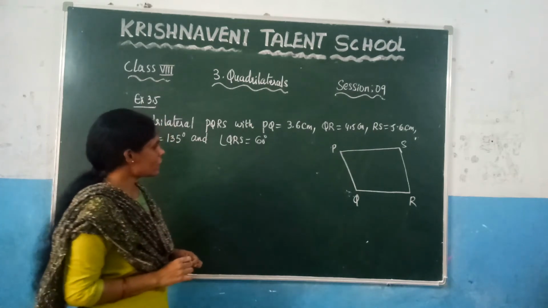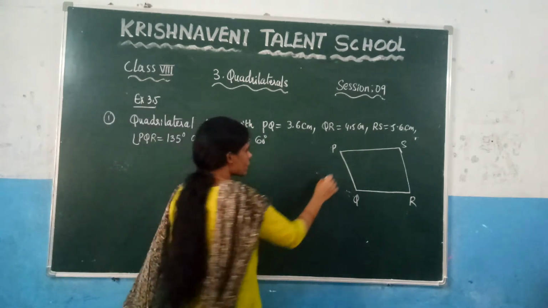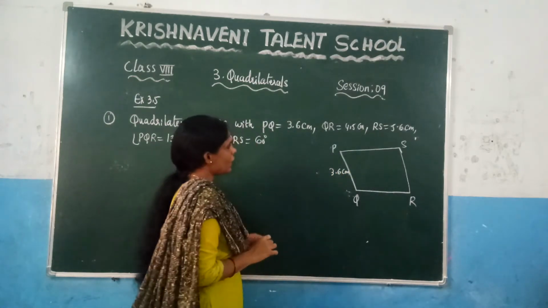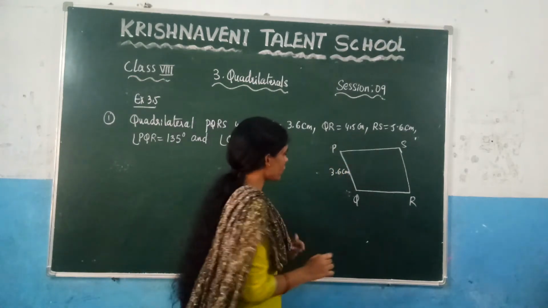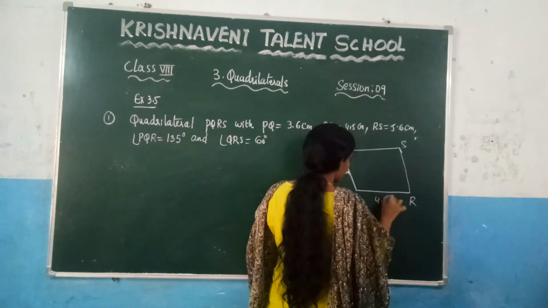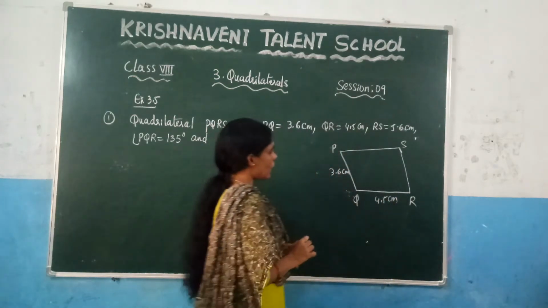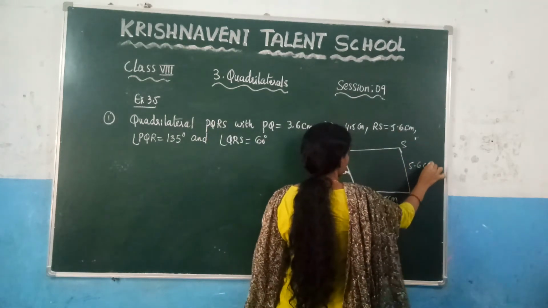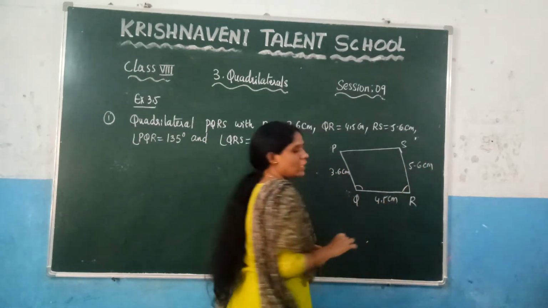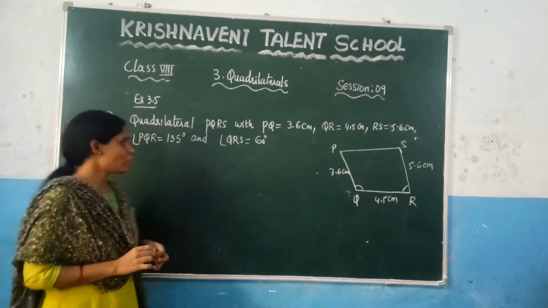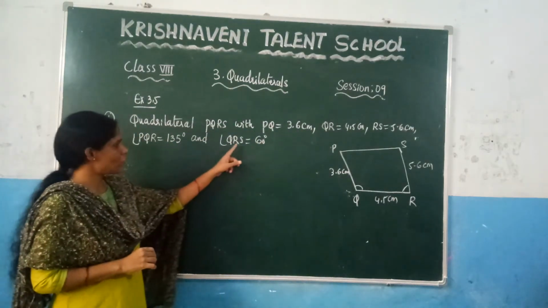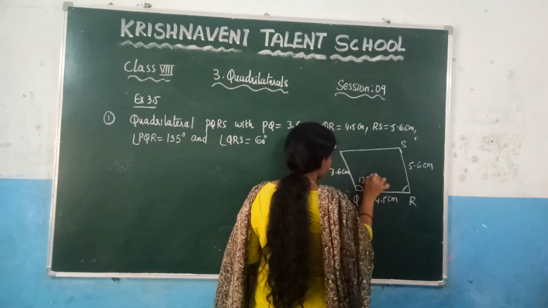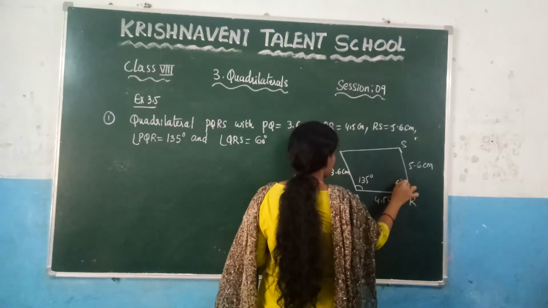Here, what is the length of PQ, which is 3.6? This is PQ, which is 3.6 centimeters. After that they have given QR, which is 4.5 centimeters. And after that RS, which is 5.6 centimeters. They have also given the angles Q and R. Q is 135 and R is 60. So write it here: this is 135 and this is 60.